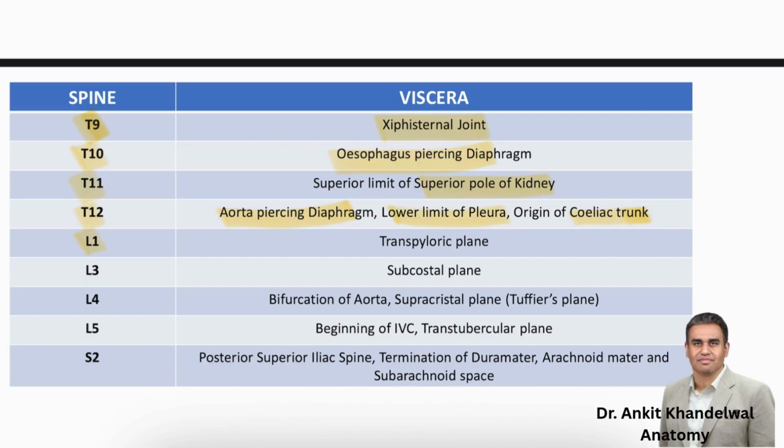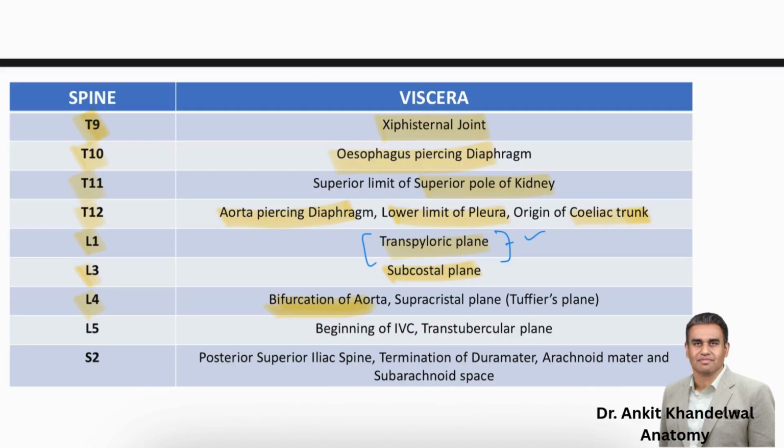At L1, the lower part of the L1 spine, we have the transpyloric plane. Again, this plane along with the sternal angle, we will discuss in a bit more detail in a while. At the level of the L3 spine we have the subcostal plane. At L4 vertebral level we have the bifurcation of the aorta. The abdominal aorta bifurcates into the two common iliac arteries.